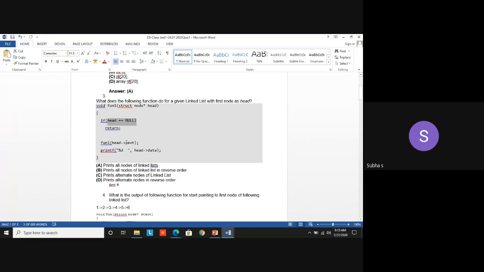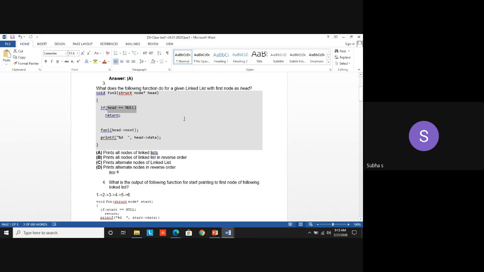Function of head arrow next. What is head arrow next? Assume that you are having 1, 2, 3, 4, four elements. Function of head arrow next: what does head arrow next point to? Head arrow next will point to 1. Okay. Print of head arrow data.